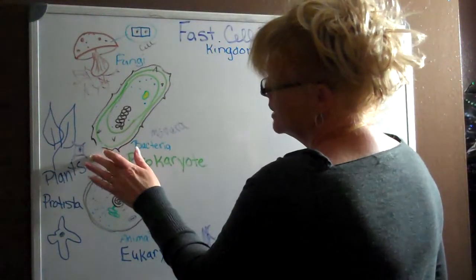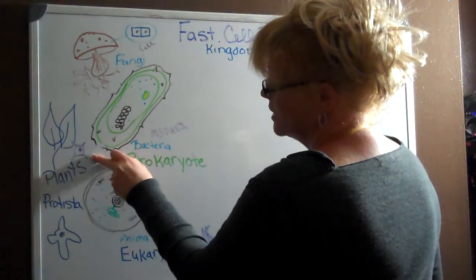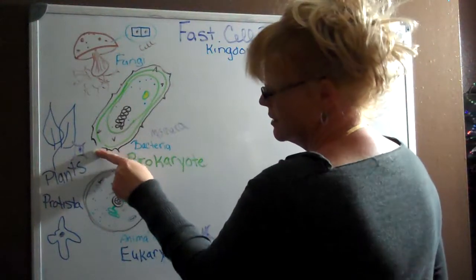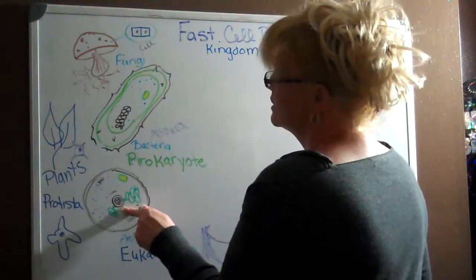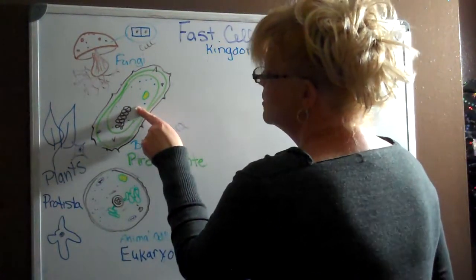Then you see our plants here. You can see there's a cell beside that with a nucleus there. Protista with a nucleus there. Animal has a nucleus there. But let's look at the bacteria closer.